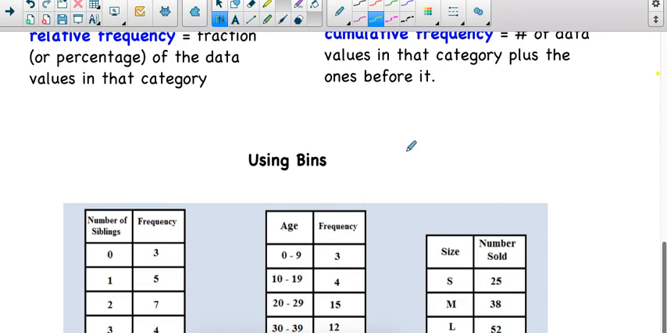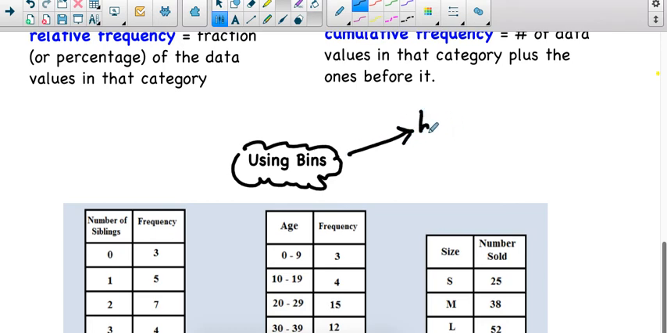Now, before we wrap up this section, we'll talk just a minute about using bins. This is something that we do when we're creating histograms, which are coming up in the next section, by the way. So this is just a precursor of what's coming up. What I want to say that maybe isn't intuitive at this point, but it will be soon, is that we can only use bins when we're dealing with quantitative data.